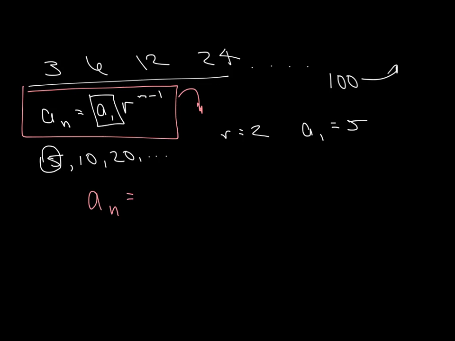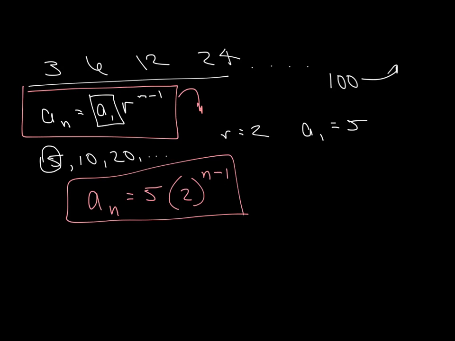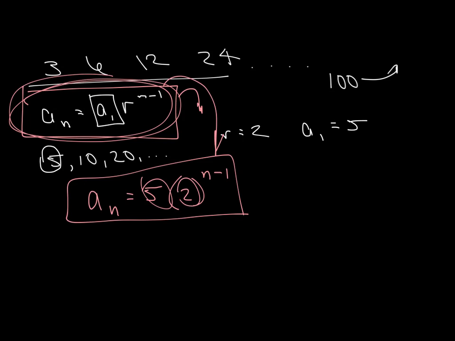I know my first number is 5. I know my ratio is 2. And that n minus 1, I don't know what the n is, so I just leave it like that. Okay? So right there is my general term. I just took the original formula and turned it into a formula that works for this particular problem just by putting in the first number and my common ratio.